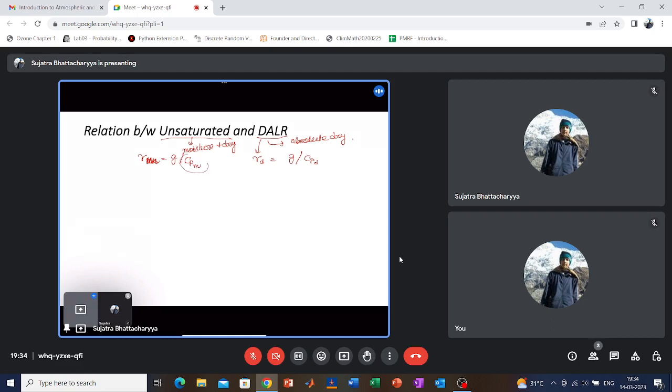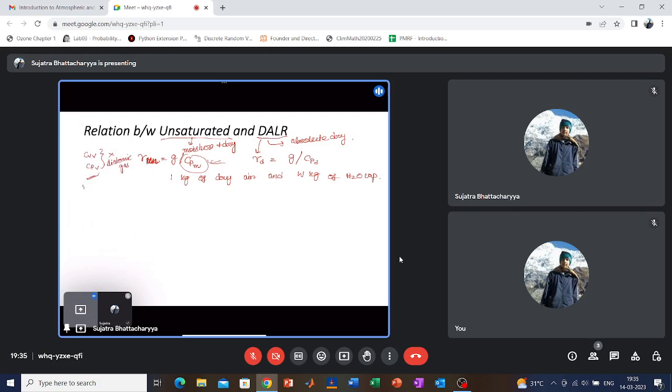Now, how to calculate this CPM? How to calculate this particular specific heat capacity at constant pressure for an unsaturated air parcel? For that, let us consider that we have 1 kg of dry air and W kg of vapor. Let me mention first, in the fourth week I have already shown how to find out this Cv for the vapor and Cp for the vapor. But whatever the expression we have got is wrong because we have assumed they are a diatomic gas.